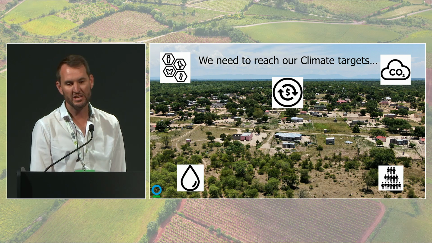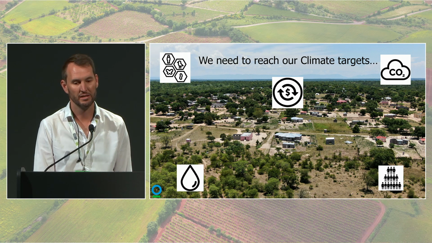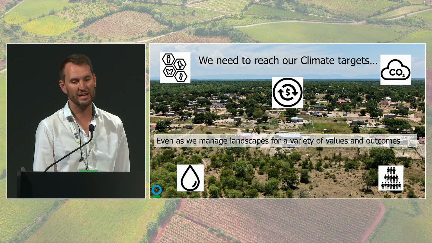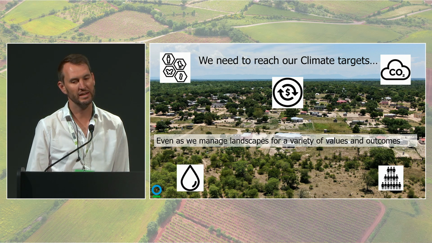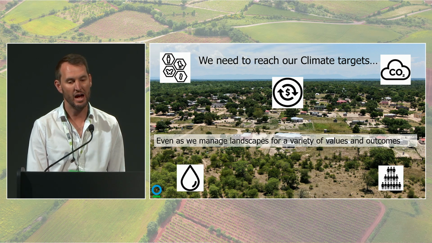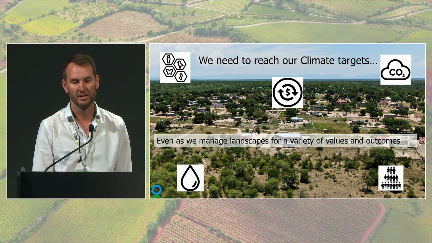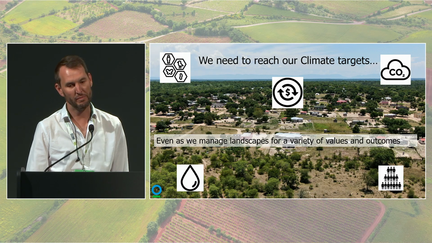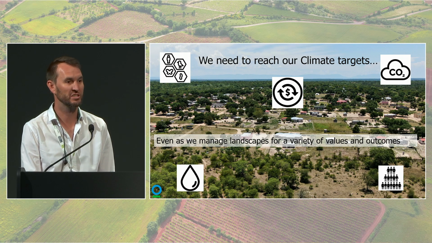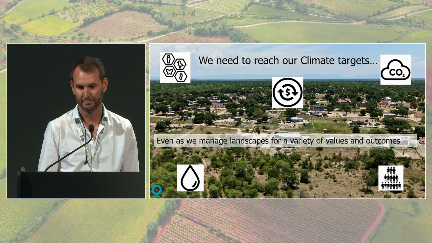So we need to reach our climate targets, but we need to make sure that they have a variety of values and outcomes. So it's all about trying to see how we take biodiversity benefits, carbon benefits, social benefits, increased water benefits, and we mix it in with how do we pay for all of this and which is the most cost-effective to do so.